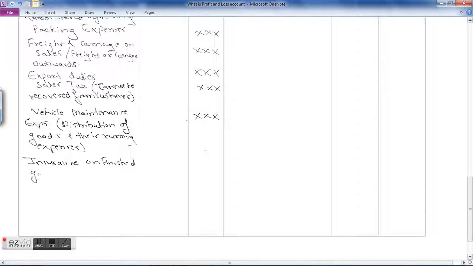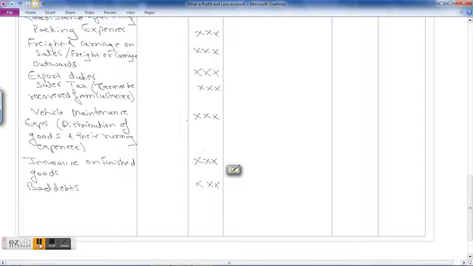So while transporting your goods, you may take an insurance, and that insurance will be included here. Then there may be some bad debts. Now this bad debts is not directly your distribution expense, but it is because of your debtors, that is customers, right? So it is related to sales, so it is included in selling and distribution expenses. So all this is an example of selling and distribution expenses.